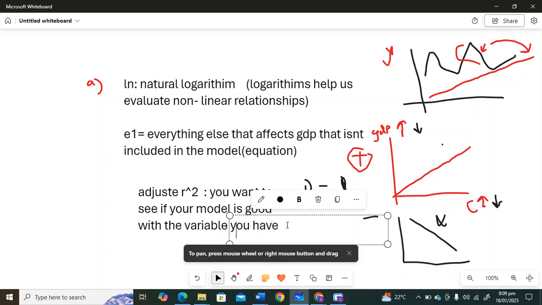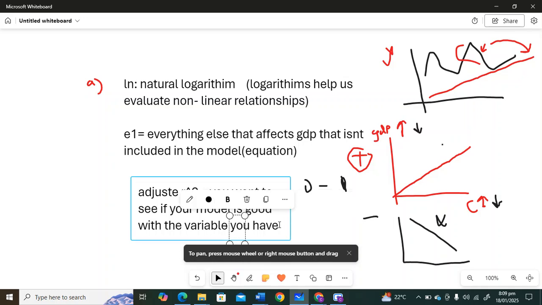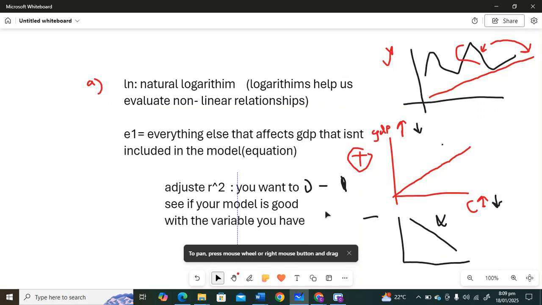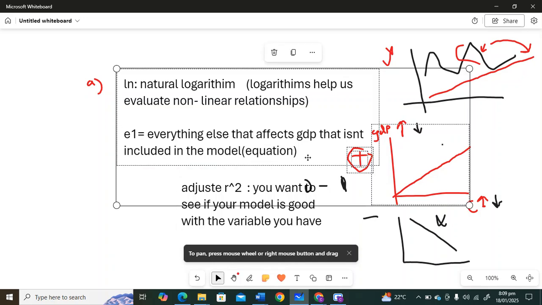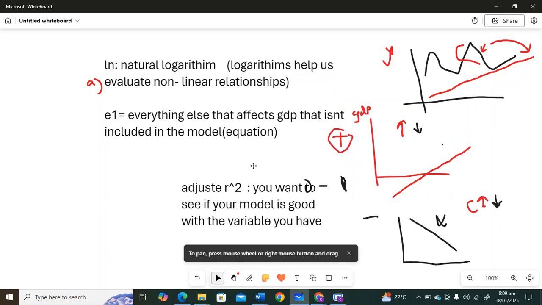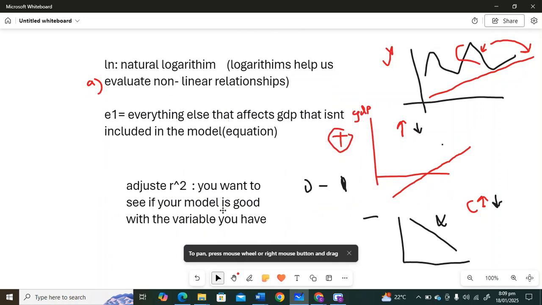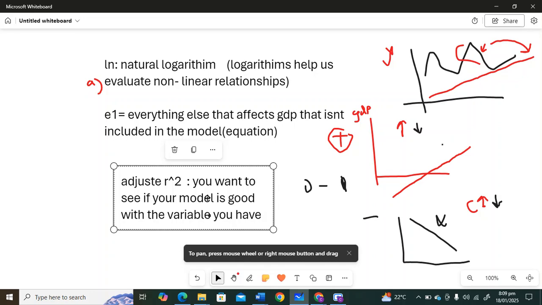So that's what adjusted R squared is. You just want to see if your model or your equation is good with the variables that you've put into the equation.